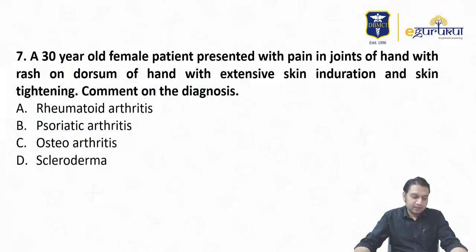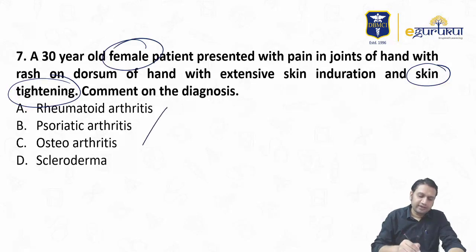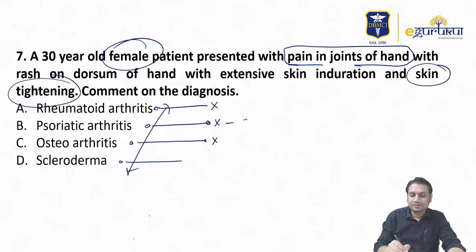Okay, so next one: a 30-year-old female patient presents with pain in joints of the hand, with rash on the dorsum of the hand, with extensive skin induration, skin tightening. The important feature is what basically differentiates all the other conditions from the rest of the 3. Rheumatoid, see, female, majority of conditions are common in females. Pain in joints of the hand can be a feature of rheumatoid, psoriatic, osteoarthritis, scleroderma, anything. Rash on the dorsum, rashes we don't see here or here or here. This is plus minus, maybe, but not in the other 3. We don't see any kind of rash.